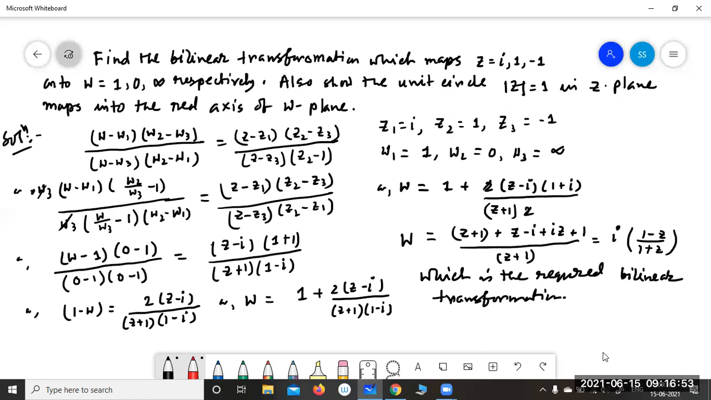Here it is given also. The unit circle mod Z equal to 1 in the Z plane maps into the real axis of the W plane. So we are taking that mod Z equal to 1. We have to prove that the real axis of the W plane, that is the U axis, has the equation V equal to 0. We have to show that when we take the transformation W equal to I into (1 minus Z) by (1 plus Z) with mod Z equal to 1, then V equal to 0. So we are going to show that part.